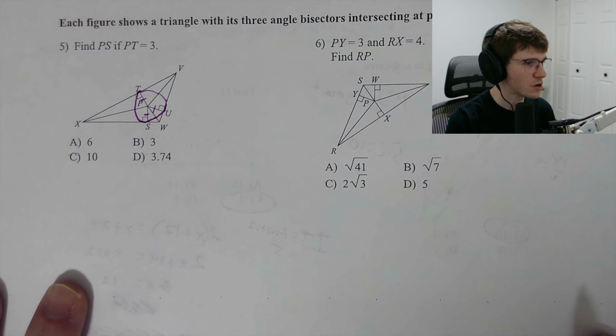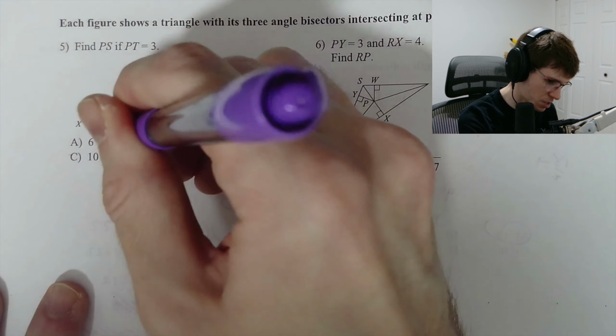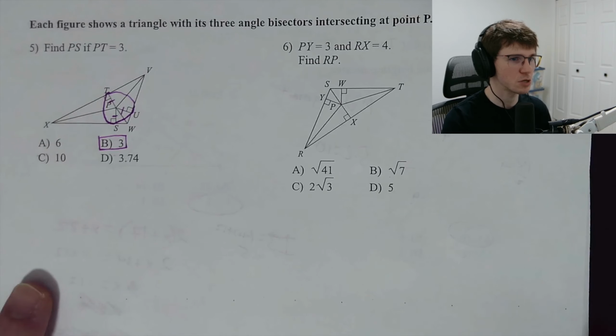And we're simply trying to figure out what is PS if PT is 3. Well, if you notice, I just put down tick marks to show they're the same length. So they are the same length. There's nothing to think about. If that one's 3, so is the other one.